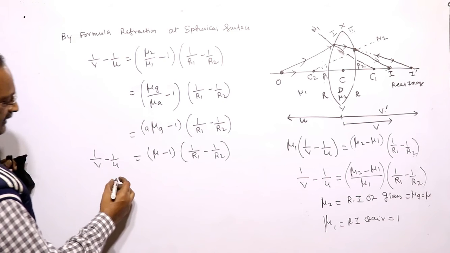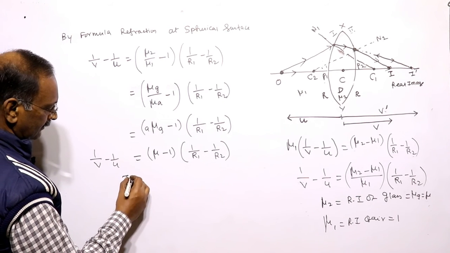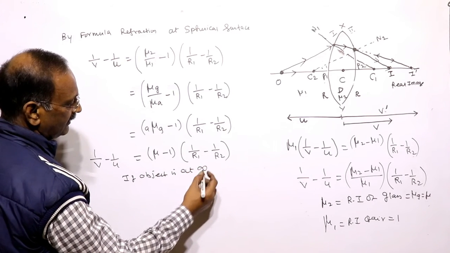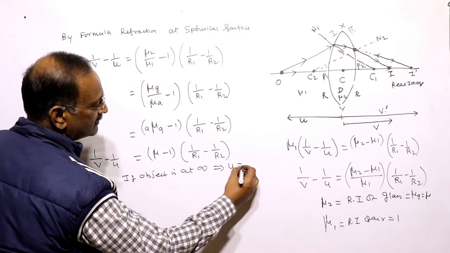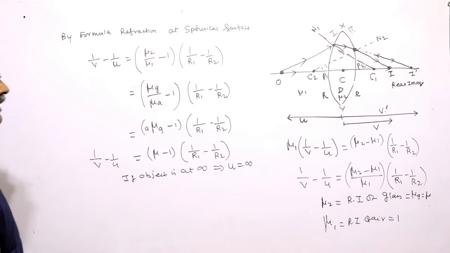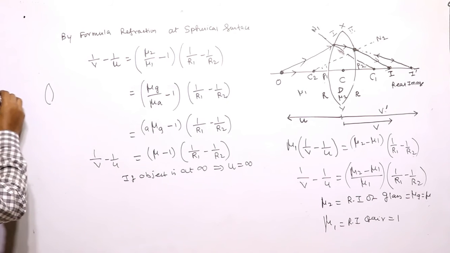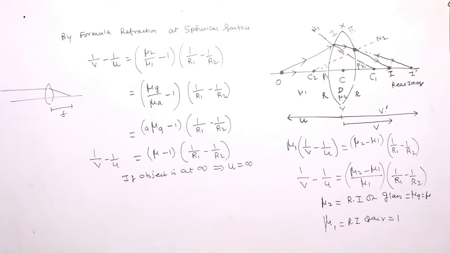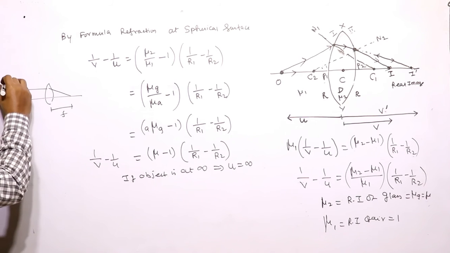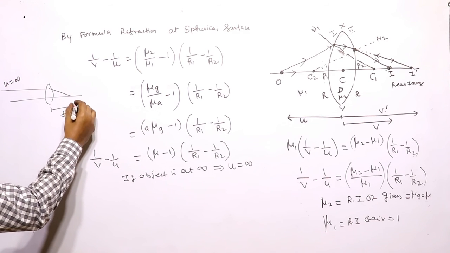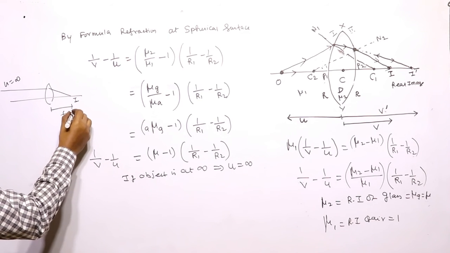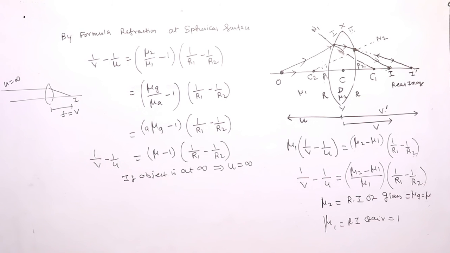If the object is at infinity, that means the object distance is equal to infinity. When the object is kept at infinity for a convex lens, it will form the image at the focus. This is U at infinity. So the image distance is where the image is formed, so F is equal to V. We can take it this way also.